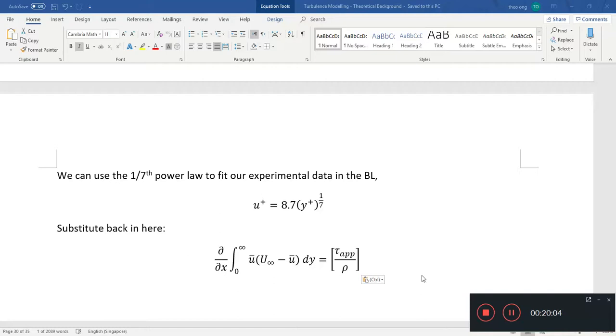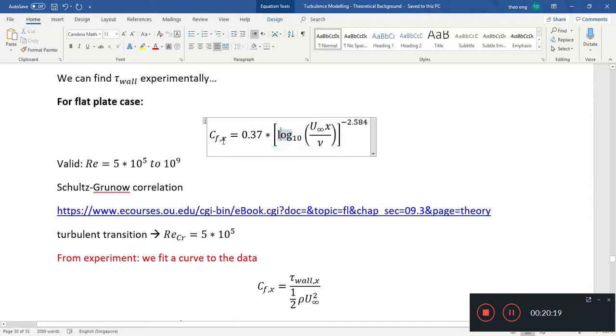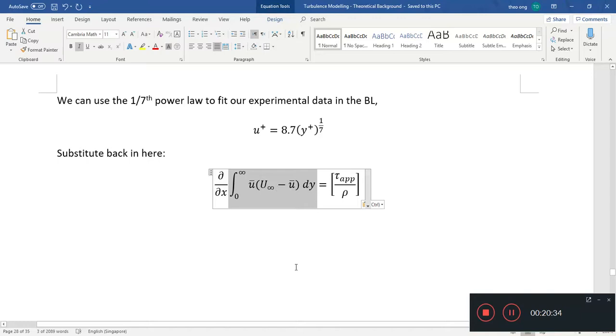So what this shows is that you don't really need to measure the tau apparent directly using curve fitting from doing experiments, and then find the friction coefficient as you alter the Reynolds number. Likewise, this is for the flat plate case. We can do it slightly differently as well. We can work from first principles rather than perform a second set of experiments to try and determine tau apparent.